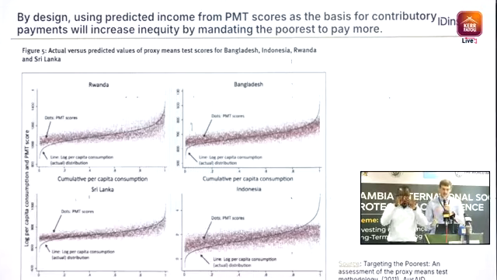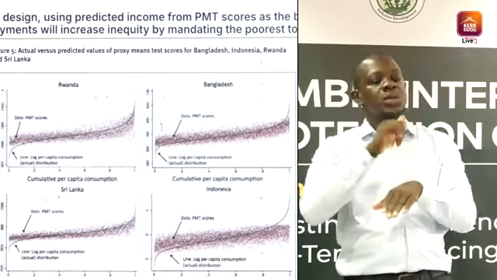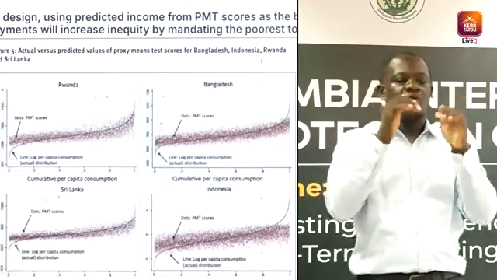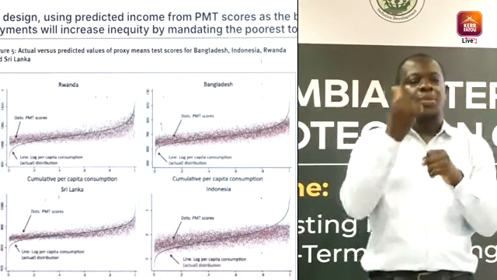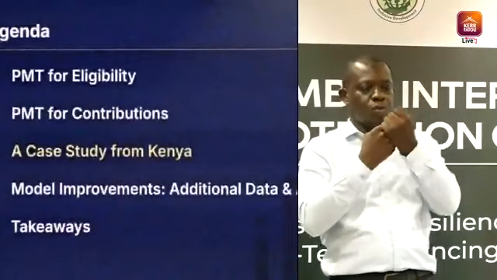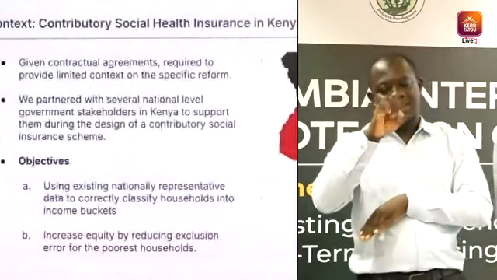So from an equity perspective, we're disadvantaging those that we actually would like to support through the government subsidy of this program. So knowing this, in this case study that we're now going to move into, we were interested in what can we do to address this problem? How can we change the models and the underlying PMT approach to increase fairness and equity, in particular for the poorest of the poor? That was really the objective of our support. And with that context and theoretical underpinning, I would like to now move into the case study from Kenya.